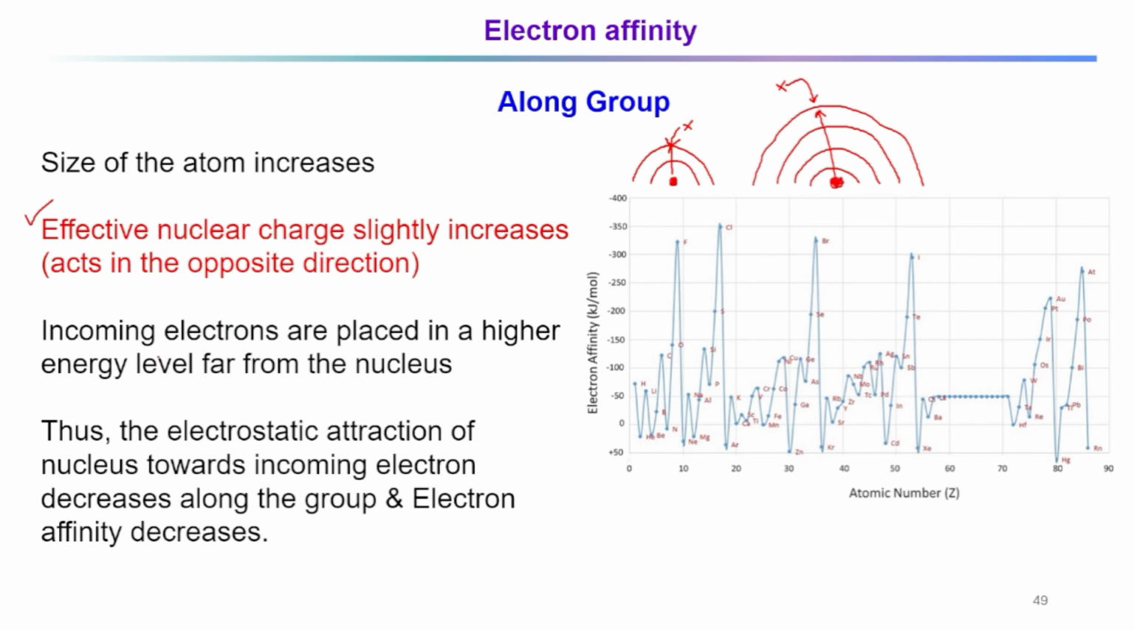So the incoming electrons are placed in a higher energy level far from the nucleus in the case of these elements where we have more and more shells. Thus, the electrostatic attraction of the nucleus towards the incoming electron decreases along the group, and electron affinity also decreases. As we go from top to bottom of the group, the electron affinity decreases. You can see from here, fluorine is here, then bromine is less, iodine is much less. So electron affinity decreases along the group.